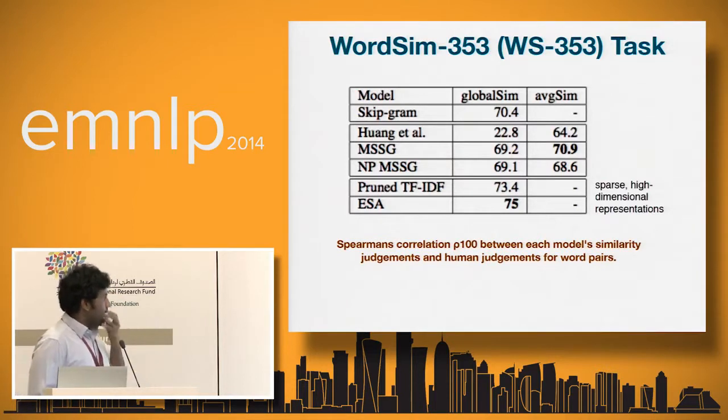So we perform better than the baseline that learns multiple low-dimensional embeddings, and we also perform comparably to skipgram, but the sparse high-dimensional vectors perform better than our model in this task.